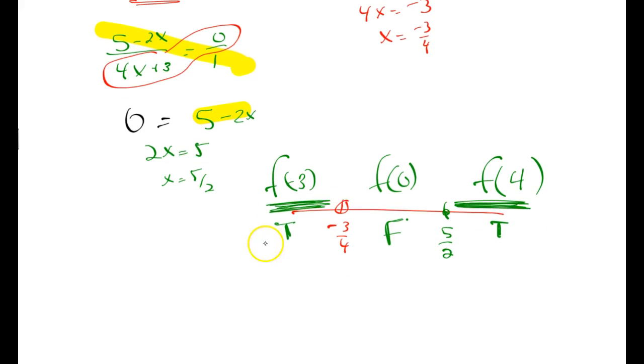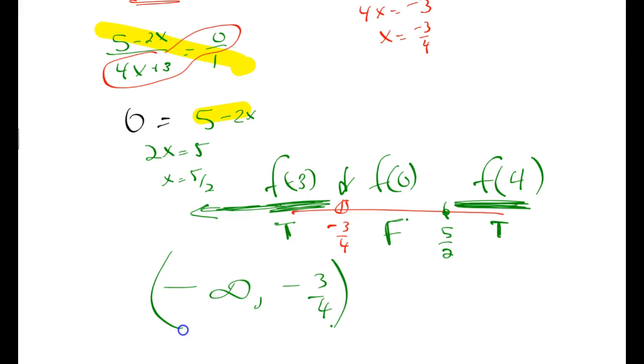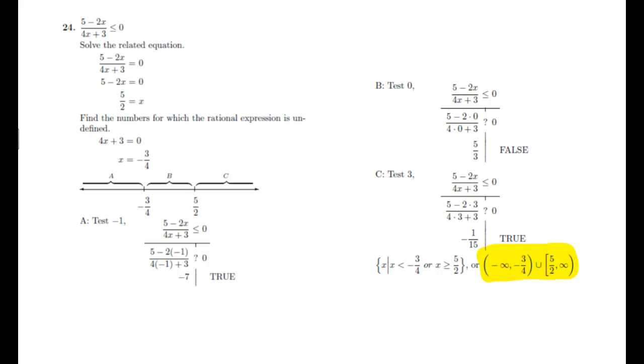So to list the final solution, this goes from negative infinity on the left all the way up to negative 3/4. That tells me that's a parentheses. Never put a bracket on infinity. In union with, but this closed dot reminds me that it's a bracket, 5/2 up to, and this must go to a positive infinity. We'll see if the author agrees, and yes, they do.